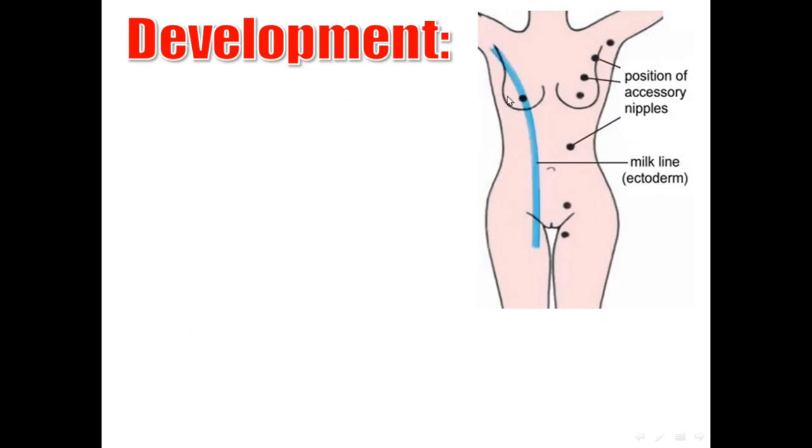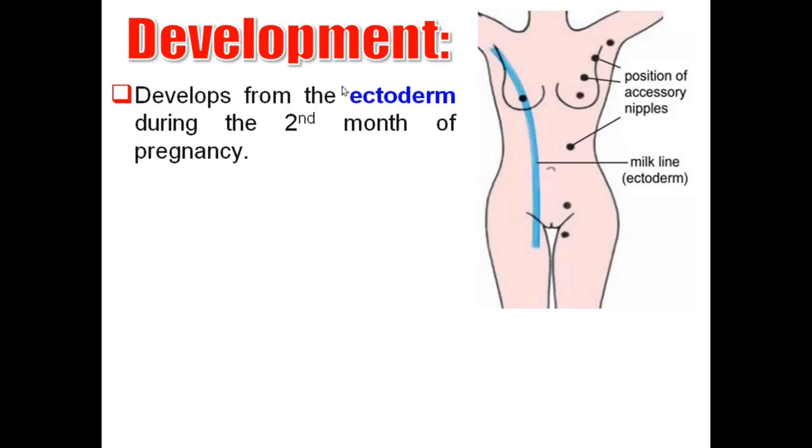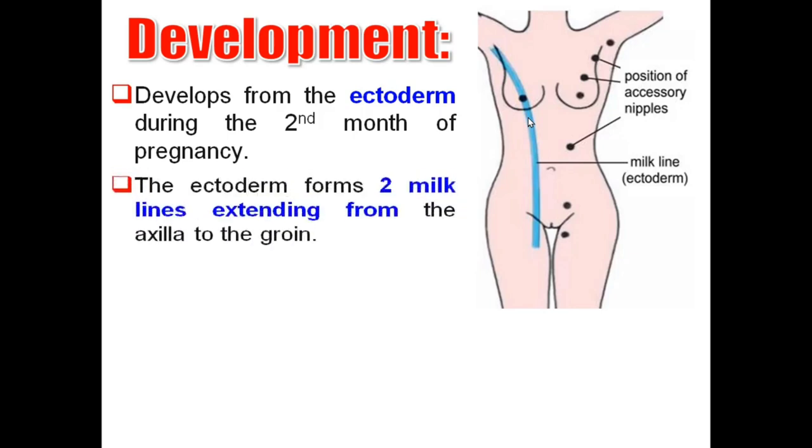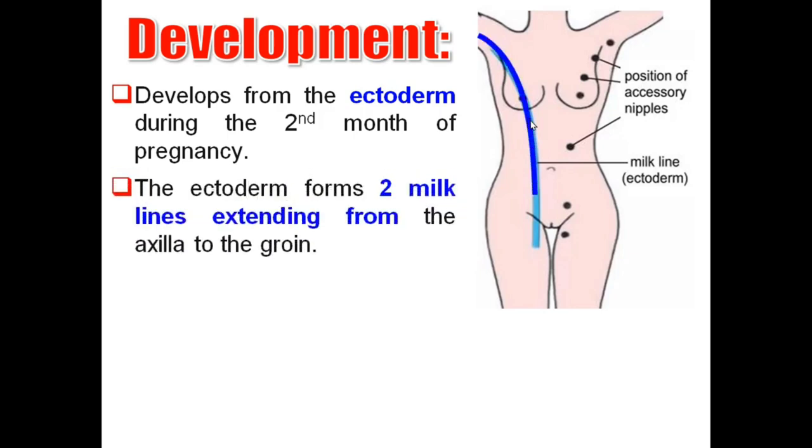The breast is ectodermal in origin. It develops from the ectoderm during the second intrauterine month. This ectoderm forms two milk lines, and the milk lines extend from the axilla to the groin. So it is ectodermal in origin.